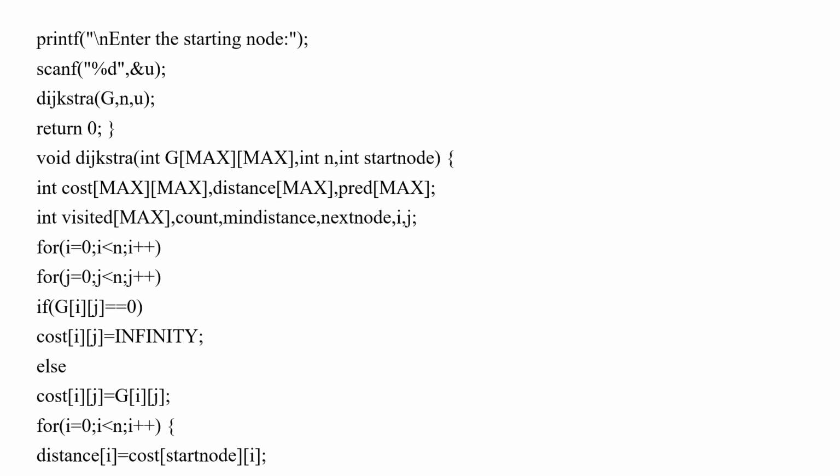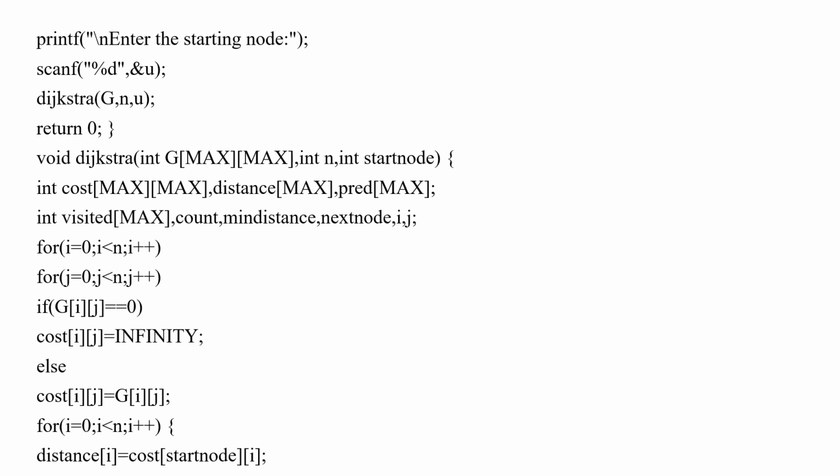And dijkstra(g, n, u), so the starting node, the number of nodes, and the matrix that is formed, all those will be passed. Okay, now void dijkstra, you're going to give the maximum possible distances, and you're going to give the starting node, and you're going to determine the path for that starting node.